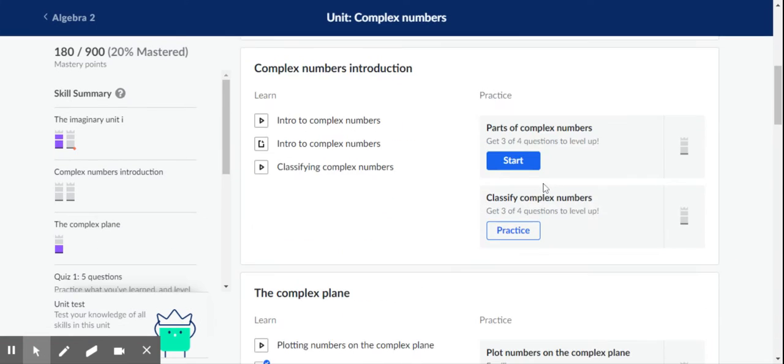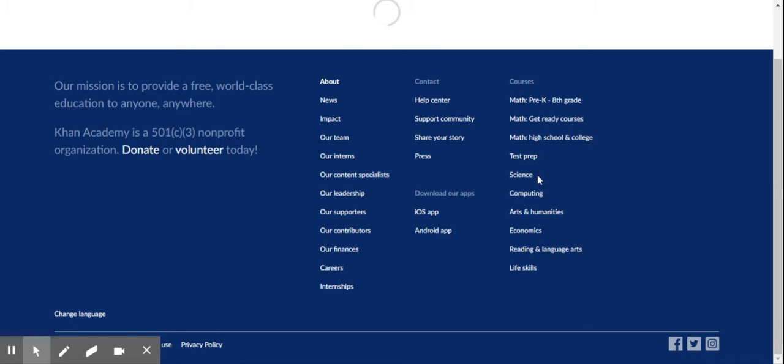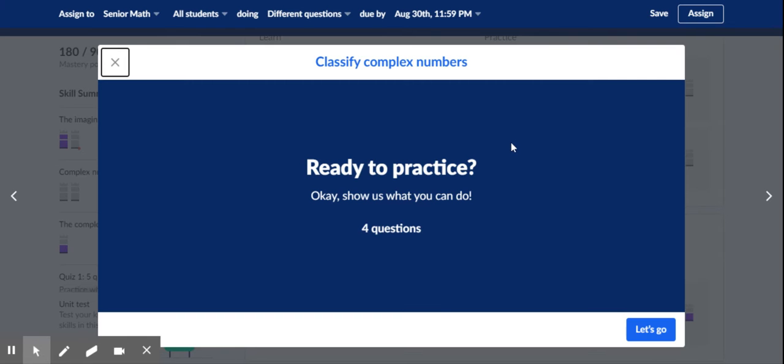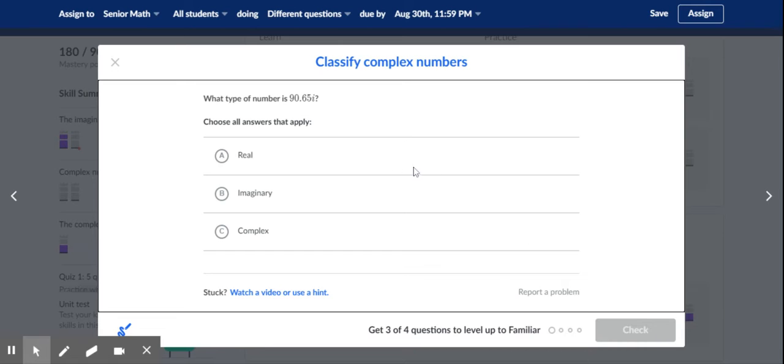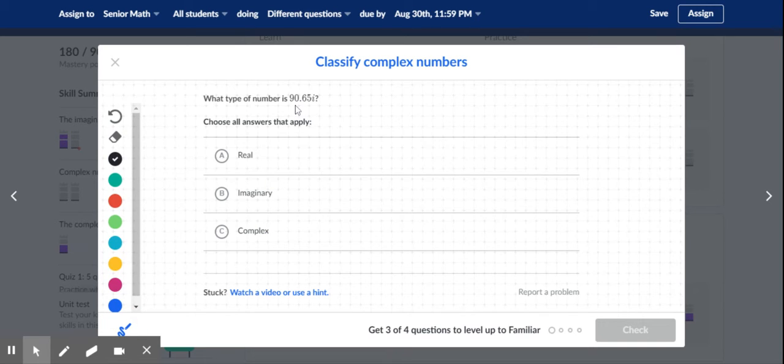Last assignment I want to look at is classifying complex numbers. There are three different ways we can classify them. They're either purely real, imaginary, or complex. Okay, so here we go. Is this number imaginary, real, or complex? Well, obviously we see the i, so it must be imaginary. But if we notice, choose all answers that apply.